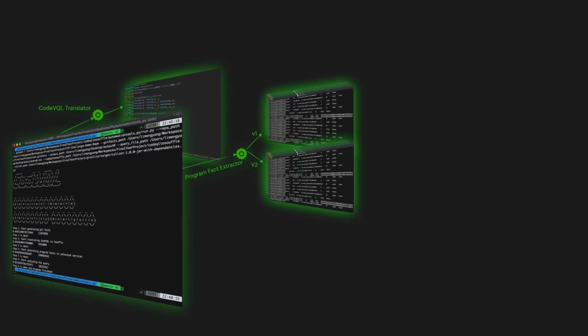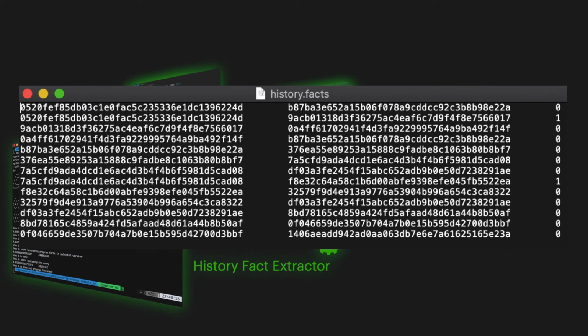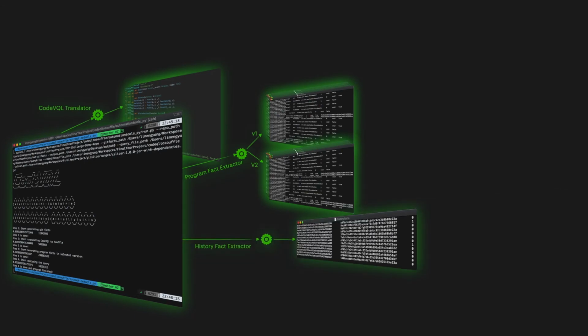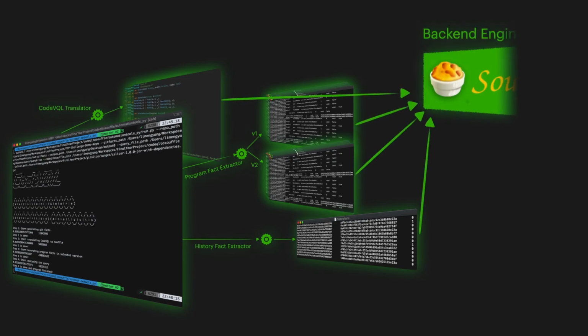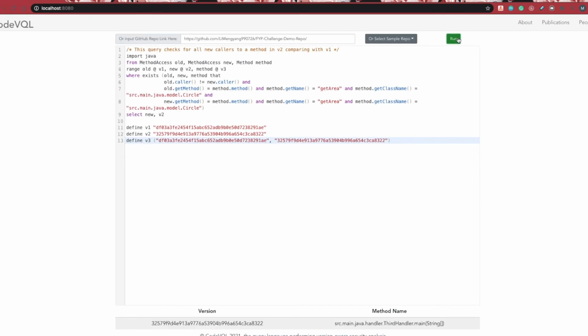Thirdly, the history fact extractor encodes the Git graph into tuple attribute format. The result is a single file that looks like this. The first row means that the software at the version specified by the identifier in the first column is the first parent of the software at the version specified by the identifier in the second column. After that, the results produced by these three components are passed into the Souffle backend engine for analysis, and the Souffle engine produces the eventual result.